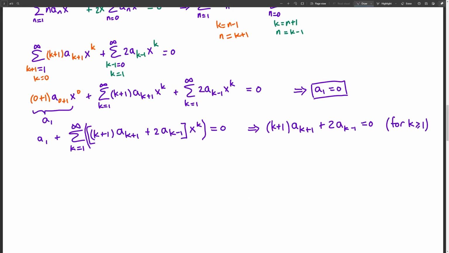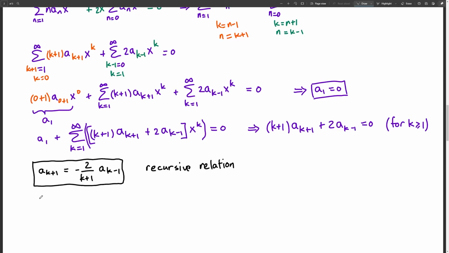So now we can solve that for a sub k plus 1. So what we get then is that a sub k plus 1 is equal to negative 2 over k plus 1, and then times a sub k minus 1. So this gives us a so-called recursive relation between the coefficients, and we can use that to figure out what the different values are for our coefficients.